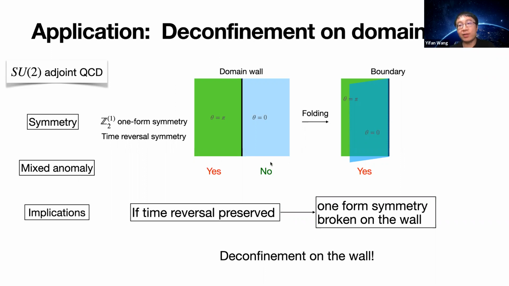Now, this domain wall, upon folding, can be mapped to boundary conditions for the double theory. And this anomaly adds up if you focus on the diagonal Z2 times time reversal symmetry. Then our general theorem predicts that if time reversal symmetry is preserved, because of the presence of this mixed anomaly, the one-form symmetry must be broken on this boundary, and correspondingly must be broken on the domain wall. This implies there must be deconfinement on this time reversal symmetry preserving domain wall.